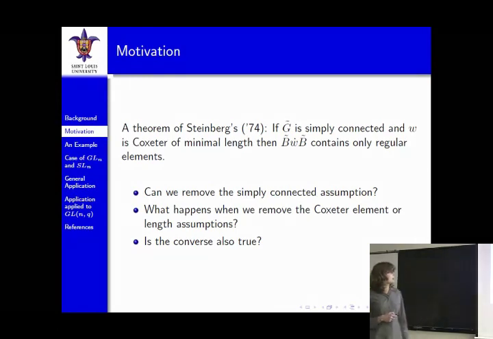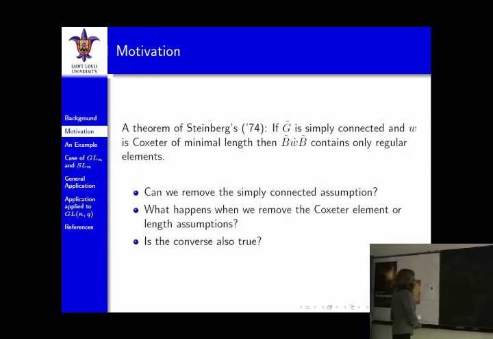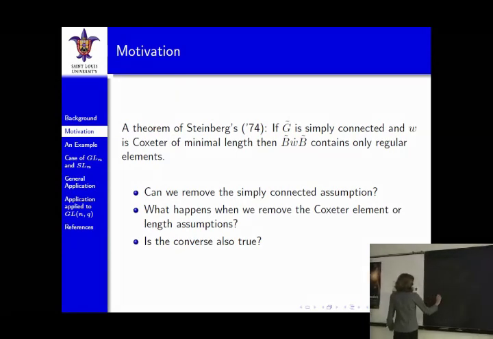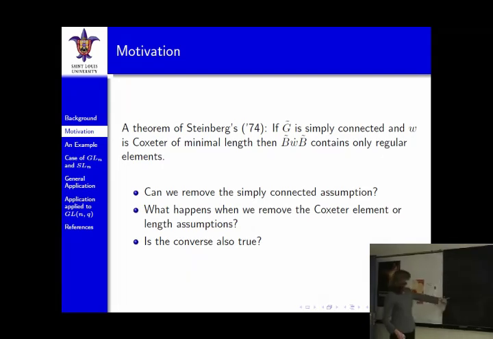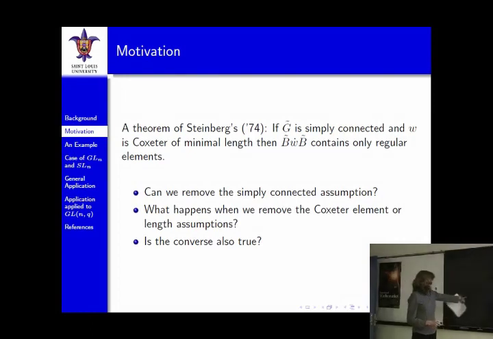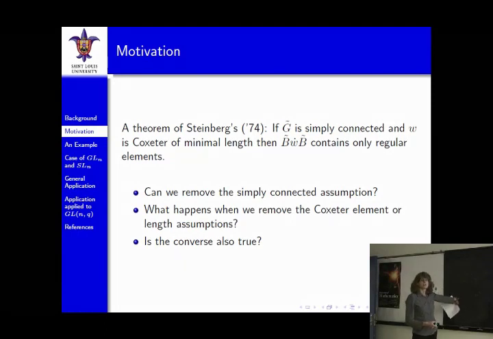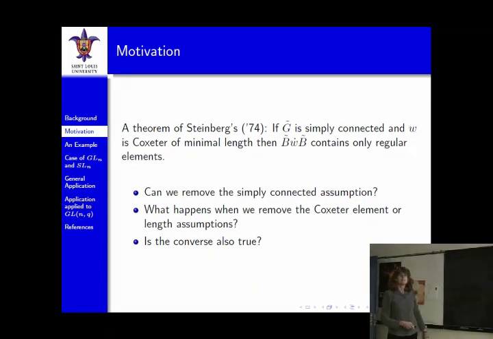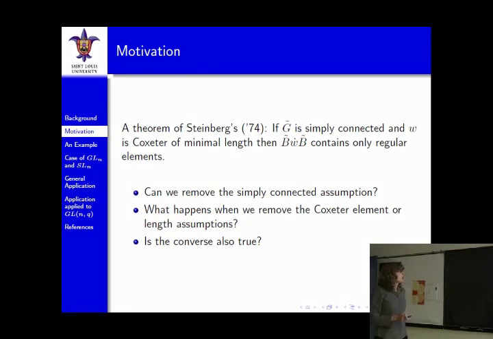Minimal length is, we have these distinguished generators. We have these generators generate W, and the length of a Weyl group element, well, you can write every Weyl group element in terms of its generators. That's what generators mean. And the length is the minimum number of elements you need to get these elements. Right? Clear? So, if it's Coxeter and minimal length, then this cell contains only regular elements.